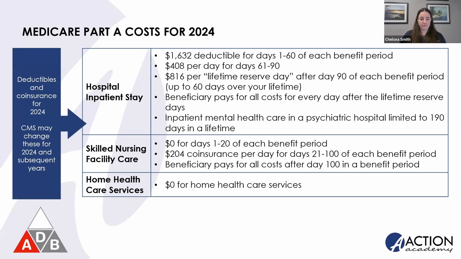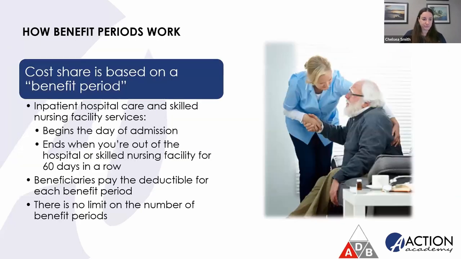Okay, a lot of stuff there. So how do these benefit periods actually work? A little complication around these as well. On the previous slide, we talked about benefit periods. They describe the period of time you, as the beneficiary, are in the hospital or skilled nursing facility, plus another 60 days immediately following the day that you leave.